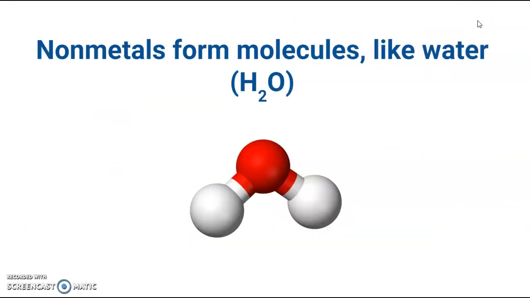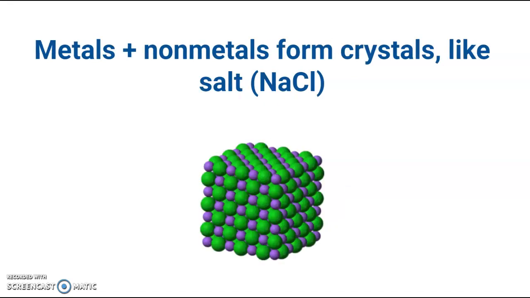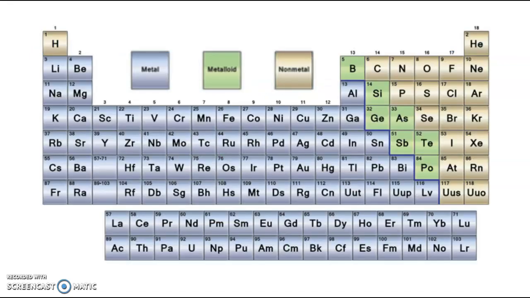So if we have non-metal elements, those combine and bond to form molecules, kind of like water, H2O, like what you see there. That we call a molecule. If we have a metal and a nonmetal, they usually form what's called a crystal lattice, or just a crystal for short, kind of like salt. So what you see there would be an example of what sodium chloride or table salt would look like as a structure.